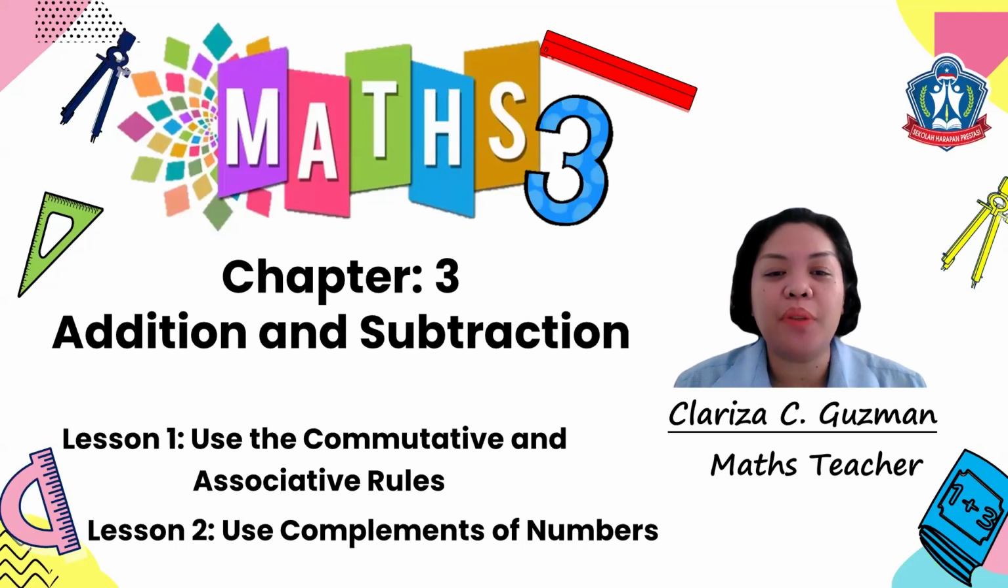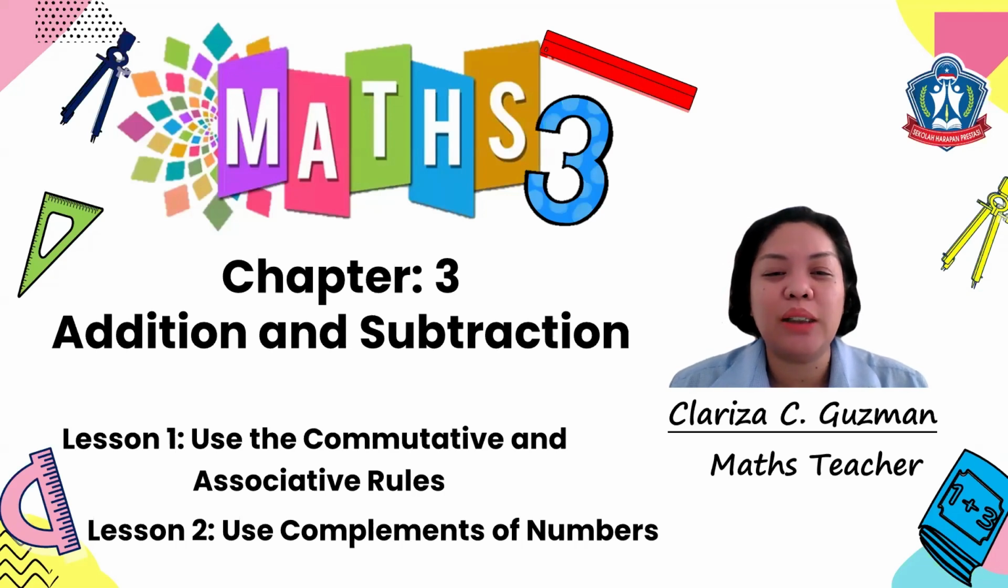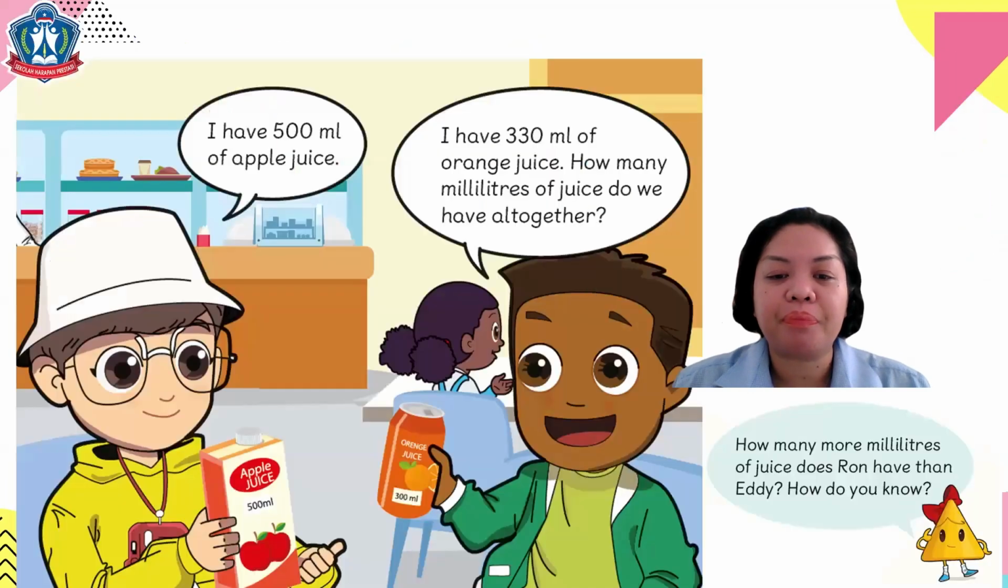We are now on chapter 3 and it talks about addition and subtraction. So in this video, children, you will learn the first two topics. We have to use the commutative and associative rules and to use complements of numbers. Are you familiar with these lessons, P3? Okay, if you are ready, let's start.